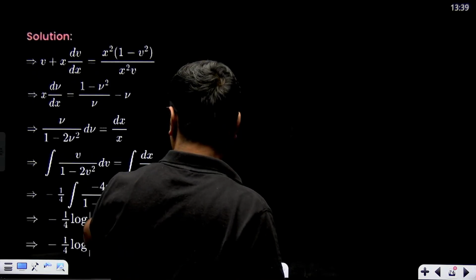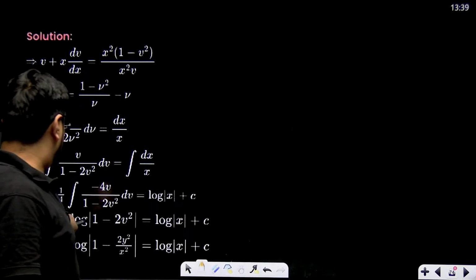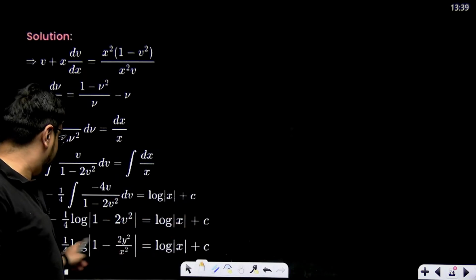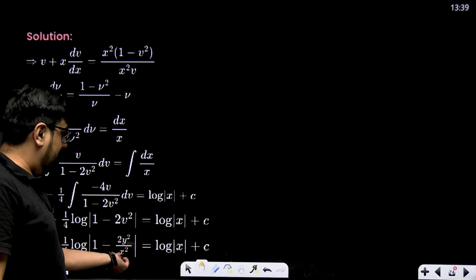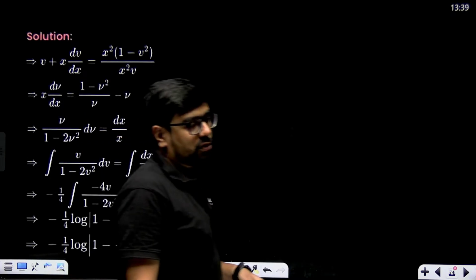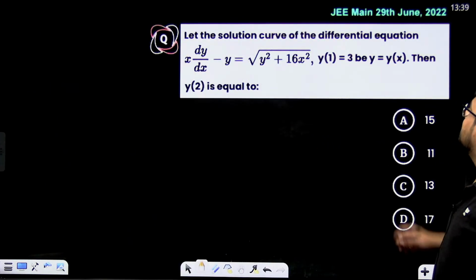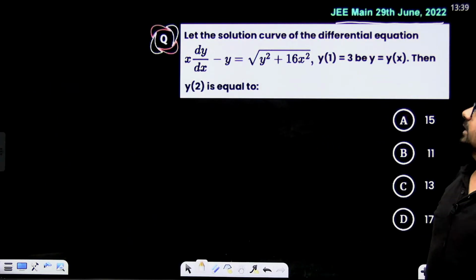Let's see if they have, yes, this is what we are getting: minus 1 by 4 log of 1 minus 2v square, and right side log of x plus c. Again substitute v as y by x, and this will be your solution for the differential equation. That simple it is with a homogeneous differential equation.